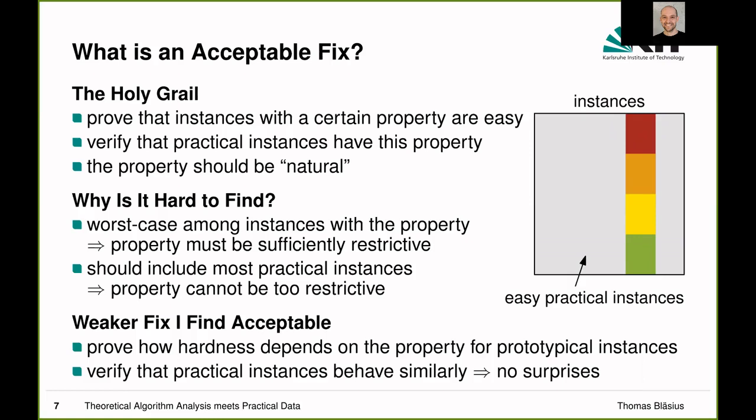And then my hope is that if I place my real world instances somewhere close to the instances that are easy with respect to the property, then my results on the prototypical instances generalize to the real world instances. So I don't actually prove that my practical instance that lives here has a good running time, that it's an easy instance. I can't prove that because it's not part of the prototypical instances. But at least I'm not surprised that it works well if it lives down here close to the prototypical instances. So I basically weaken my goal. I no longer want to give a guarantee that the practical instances are easy, but at least I don't want to be surprised if the practical instances are easy. And I think I can achieve this by doing such an approach.